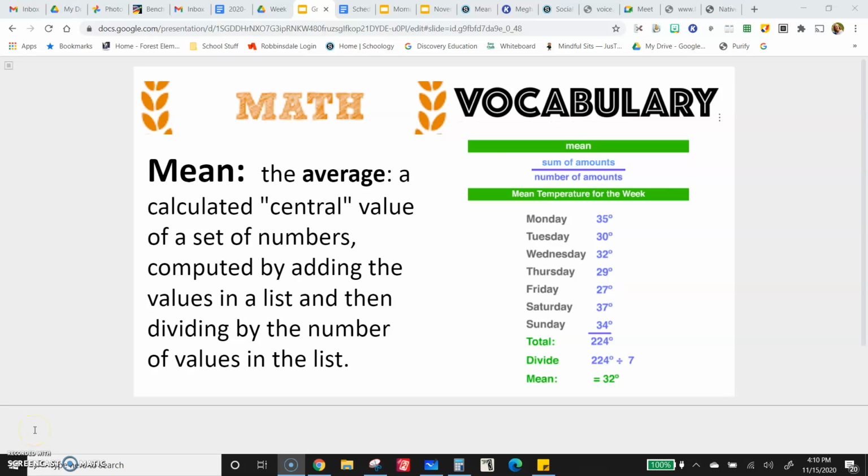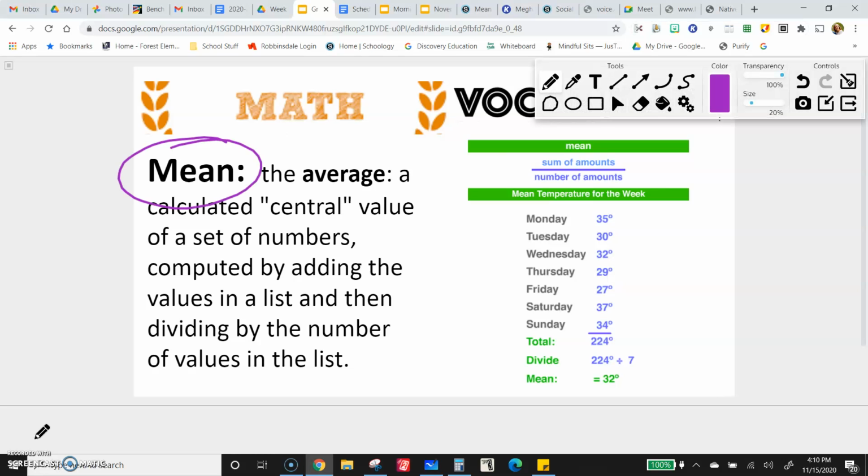This lesson is all about finding the mean of a set of data. Now, mean is one of those words that has multiple meanings. So we're not talking about some numbers being not nice to each other. In math, it means the average. So it's a number that's somewhere in the middle, but it's not technically in the middle like the median is.